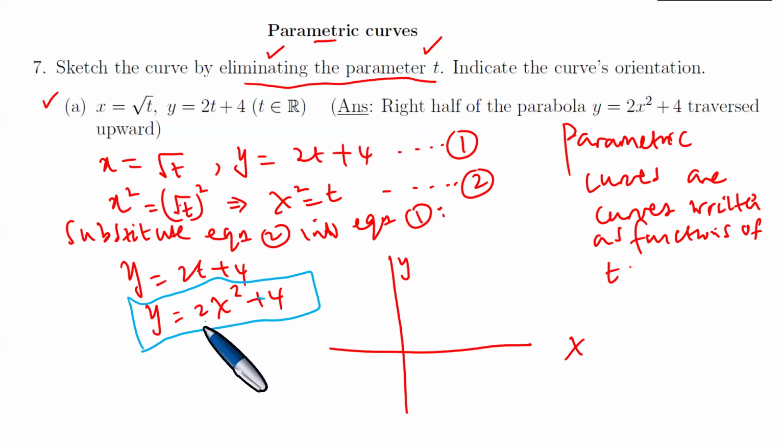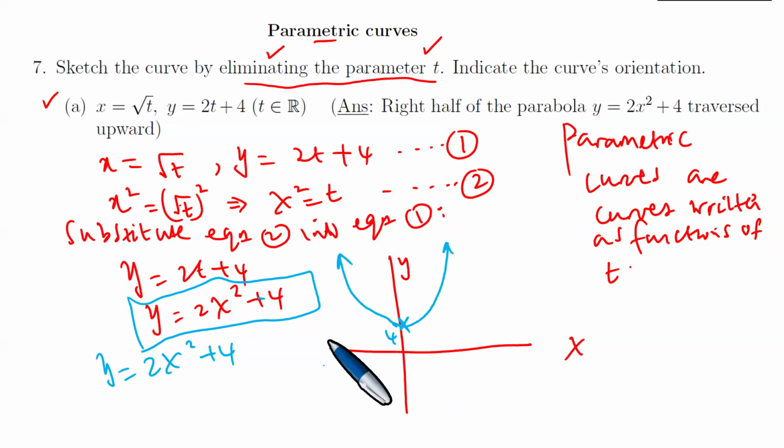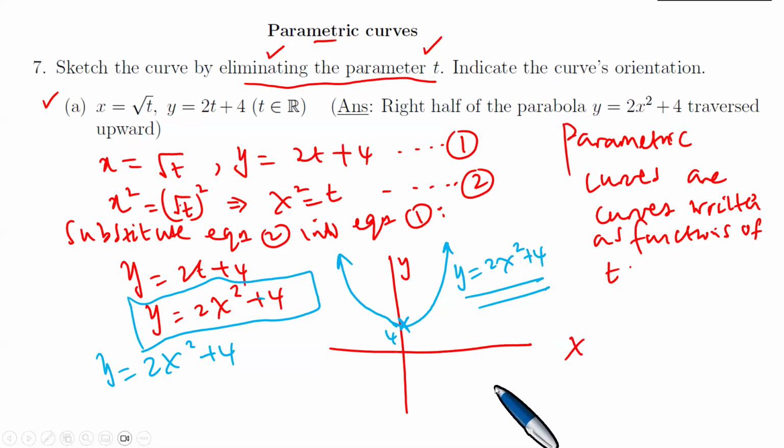And now, how do you sketch the parabola y equals x squared plus 4? When x is 0, y becomes 4. And then you'd have exactly that curve there. So that becomes the graph of y equals x squared plus 4. Any question on this one?